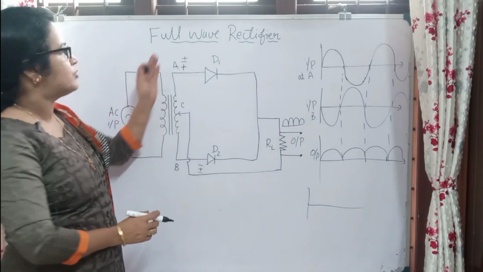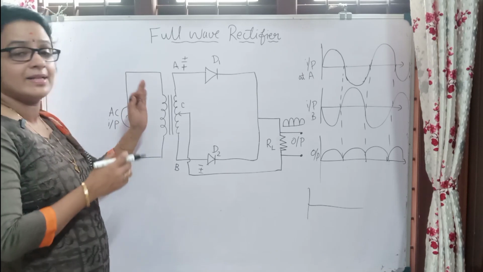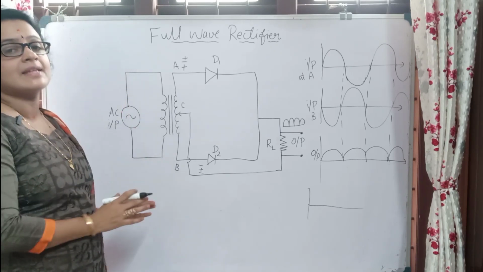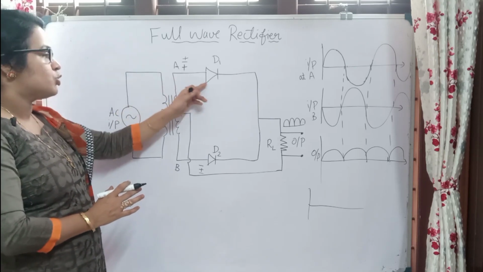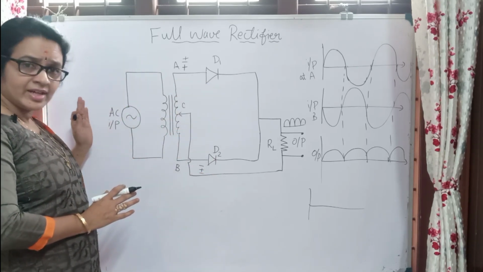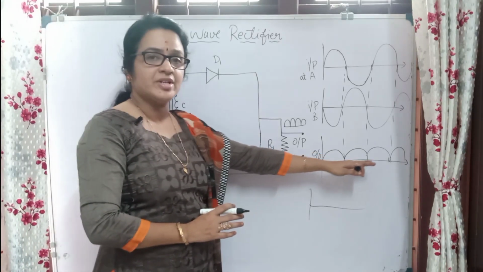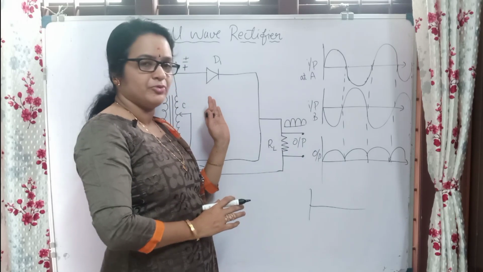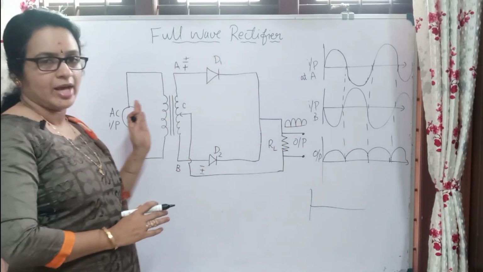So in the case of the full wave rectifier, what we have to remember is that we are taking a center tap transformer instead of an ordinary transformer, and there are 2 diodes D1 and D2. Here we are applying the AC input and getting the output in the rectified form. You have to remember how to draw the input and output waveforms and the circuit diagram also.